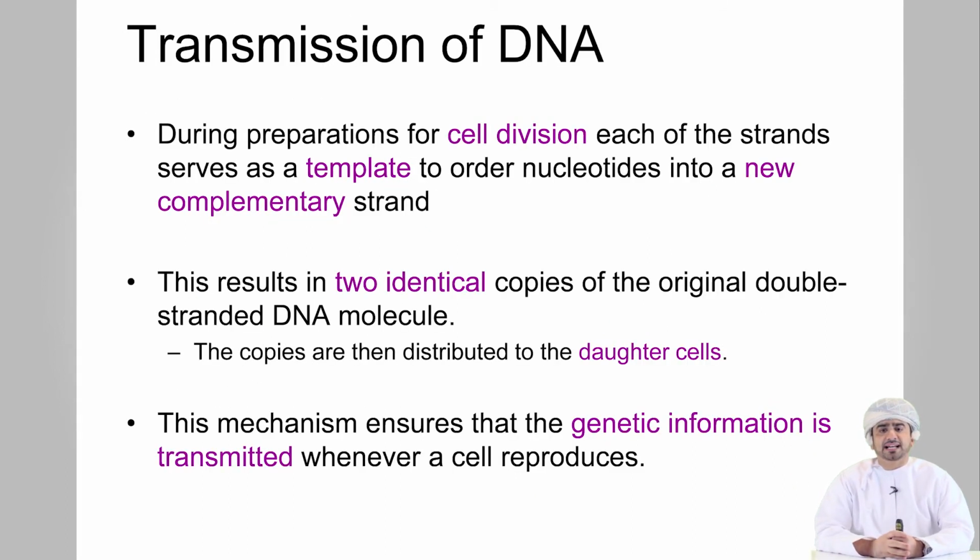Now, regarding the transmission of DNA, basically the cell before it divides needs to make an identical copy of its DNA molecule. This is to ensure that one copy goes to each of the two newly formed daughter cells. So you will have a parent cell, DNA will replicate, then these cells will divide, and as you see in the figure, you will have two daughter cells with the same set of chromosomes and the identical sets of genes and DNA nucleotides. This mechanism basically ensures that the genetic information is transmitted whenever a cell reproduces, and the genetic information is passed from a parent cell to an offspring.